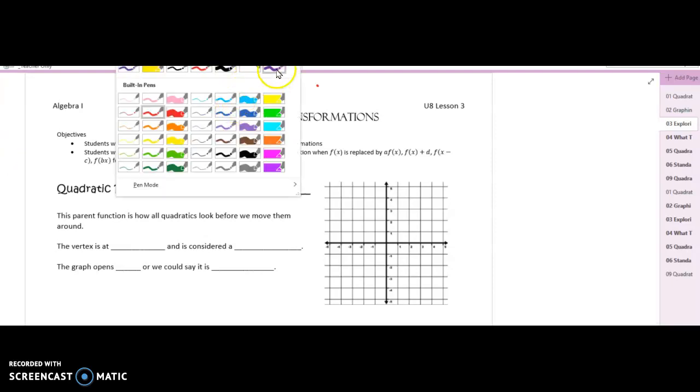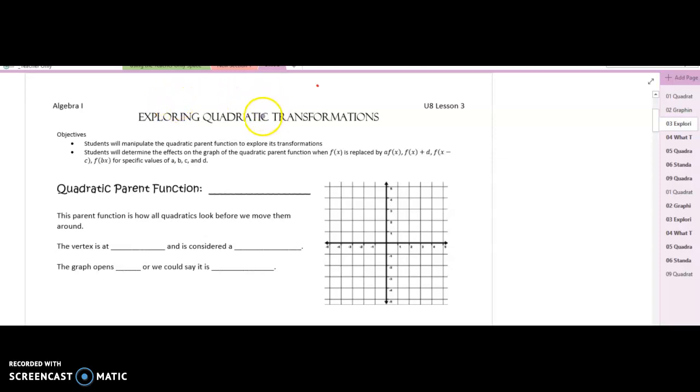So what we're going to do today is talk about what happens to the quadratic parent function when we add some things to it, okay? First of all, we need to see what the quadratic parent function is, and that is f of x is equal to x squared. That is the quadratic parent function, okay?